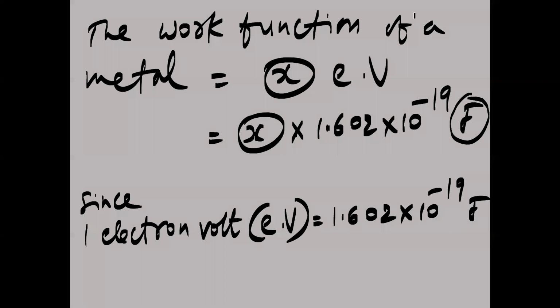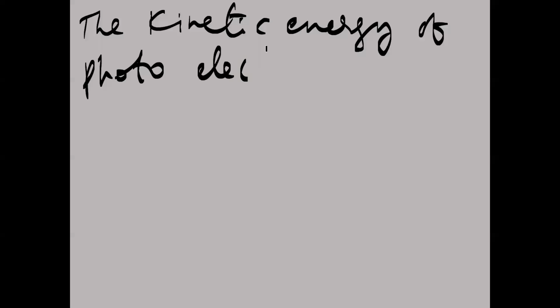Now the next important thing we have to understand is the kinetic energy of photoelectrons. The electrons emitted in the photoelectric effect are called photoelectrons. So this is the kinetic energy, KE, which we have to calculate.